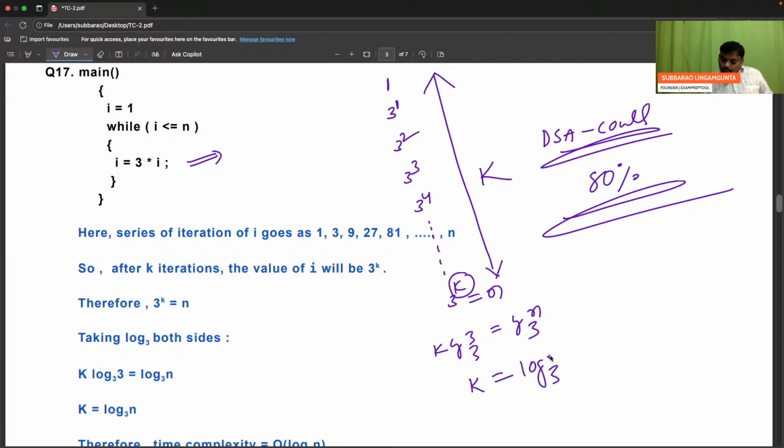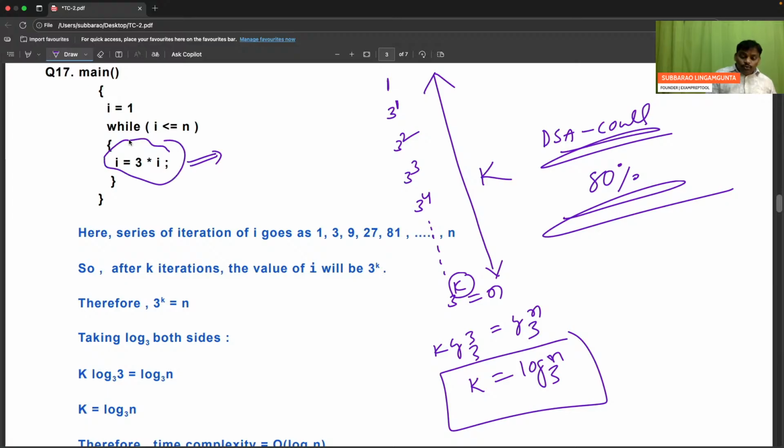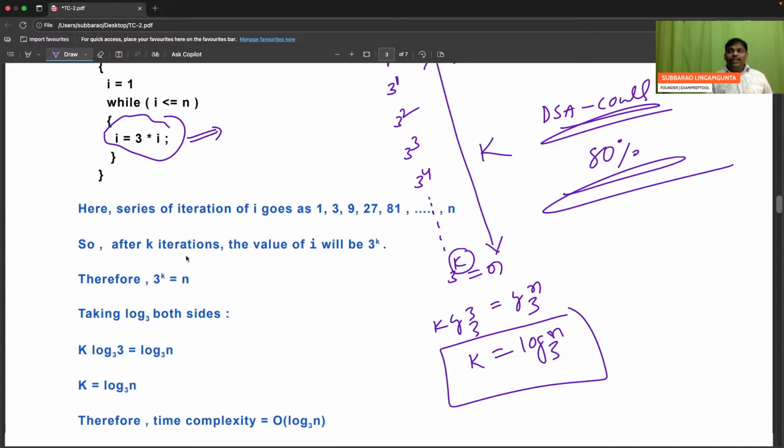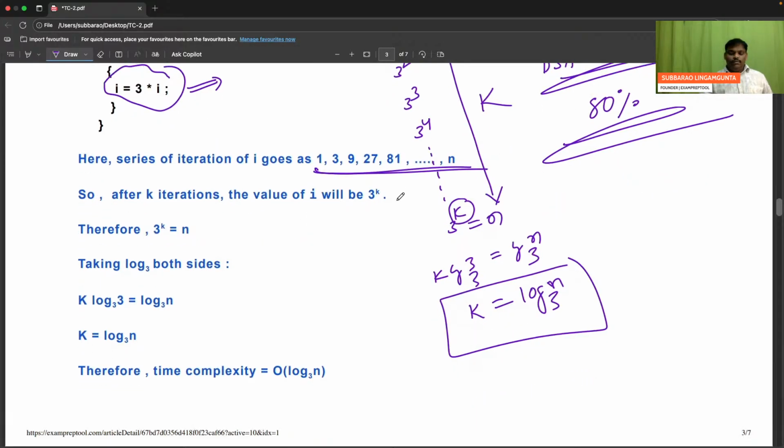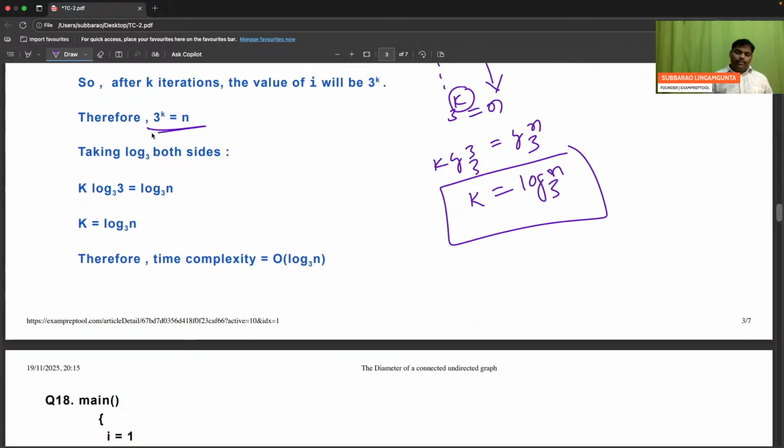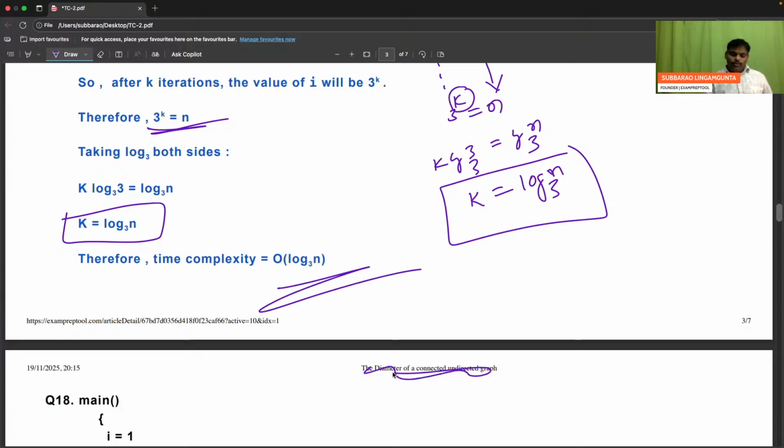Simple. Every time multiplying by 2, it is log n base 2. Every time by 3, log n base 3. By 10, log n base 10. By 20, log n base 20. Because the series will come like that. If multiplying by 2, powers of 2 will come. By 3, powers of 3 will come: 3 power 1, 3 squared, 3 cubed, and so on. Finally 3 power k is equal to n, so k became log n base 3. Time complexity is big O of log n base 3. I hope everyone is comfortable.